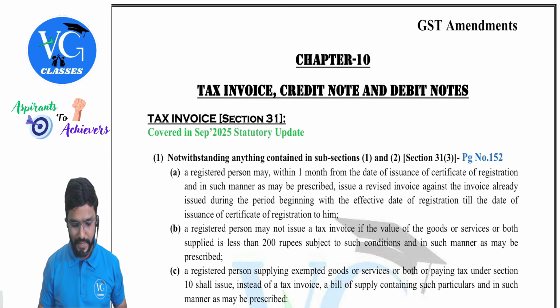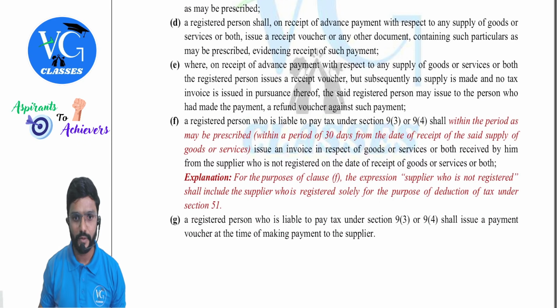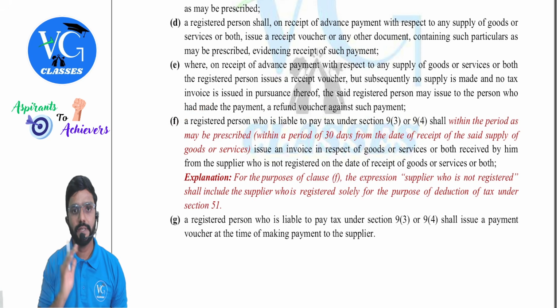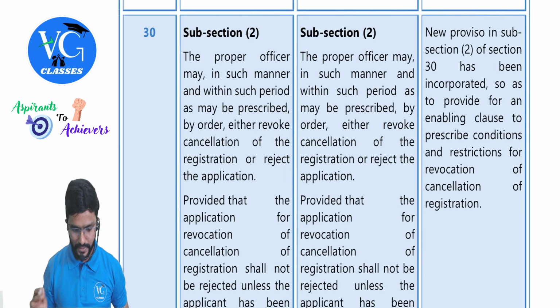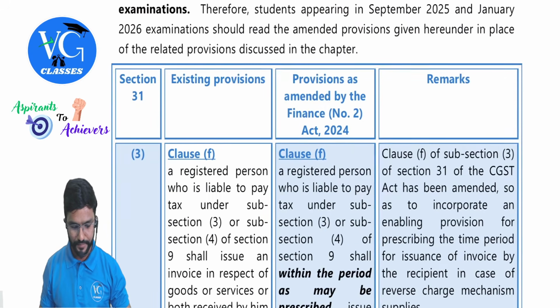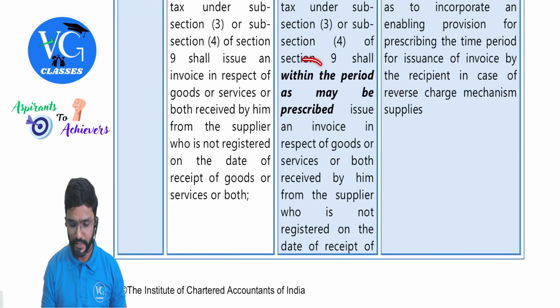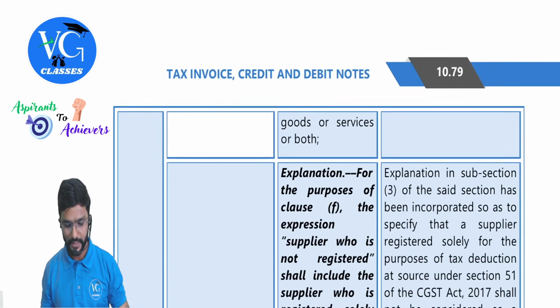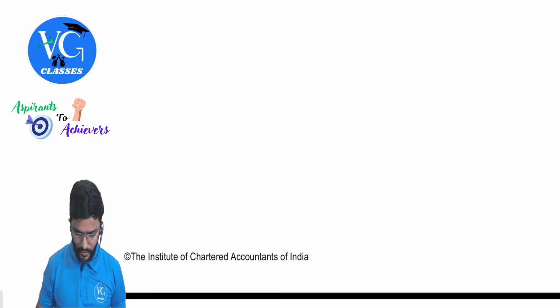Next is chapter 10, guys. Chapter 10, I already mentioned this. Okay. That is section 31 subsection 3 clause F. Whatever is the amendment, we already covered. That is what is there. You can just observe here. 31 subsection 3 clause F within the period as may be prescribed, and also the explanation. Even explanation I have told. That is with respect to the supplier who is registered only to deduct TDS.